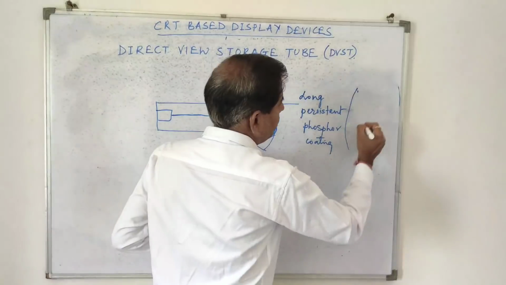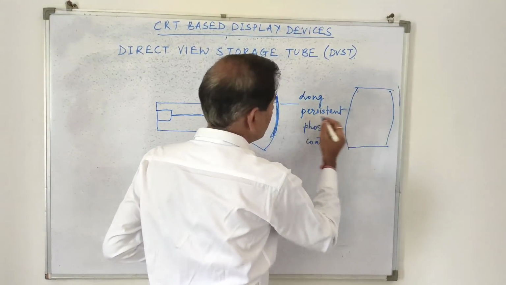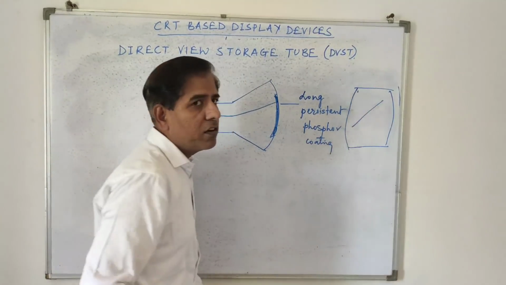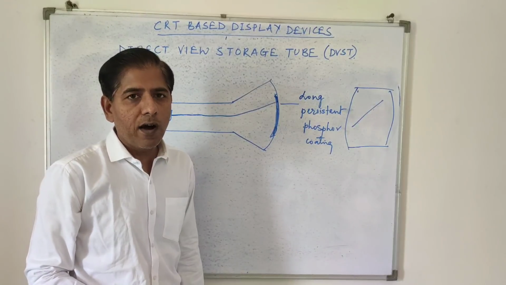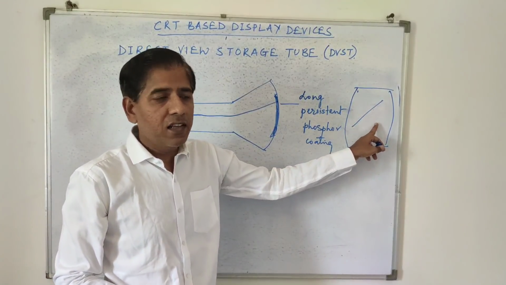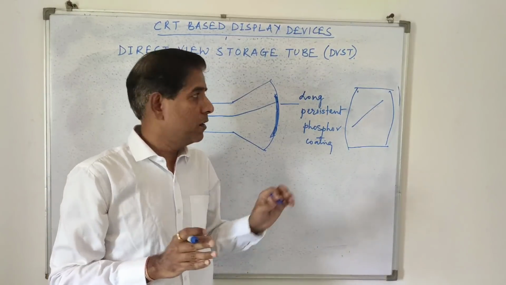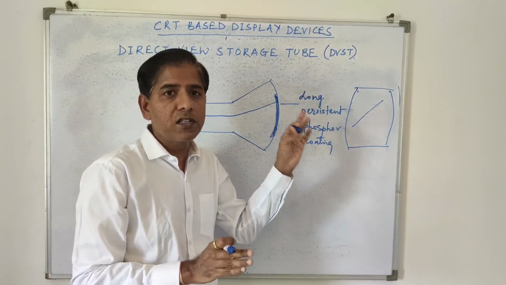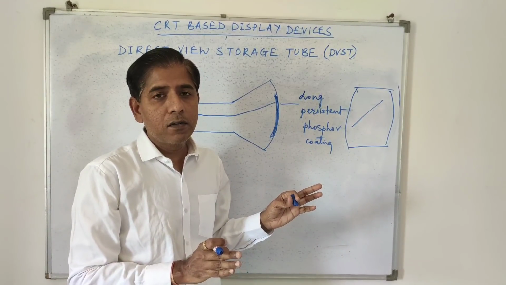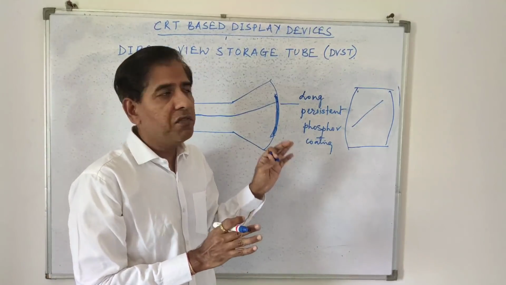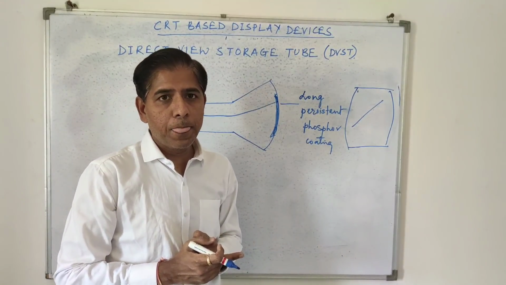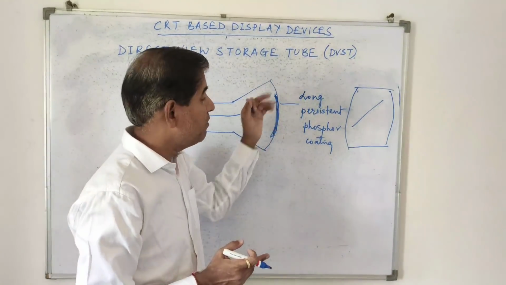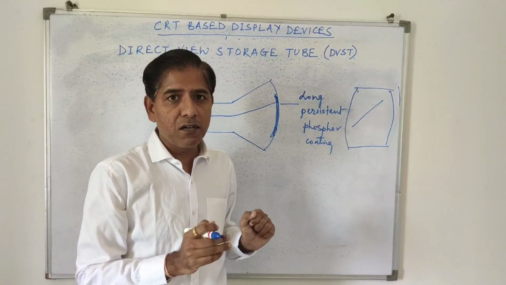So if you draw a line, then this line would remain there for 1 to 2 hours, and if you want to erase this line, then this screen has to be flooded with a certain amount of voltage to erase the entity. Okay, so erasing is very difficult in DVST, and DVST is a flicker-free device.